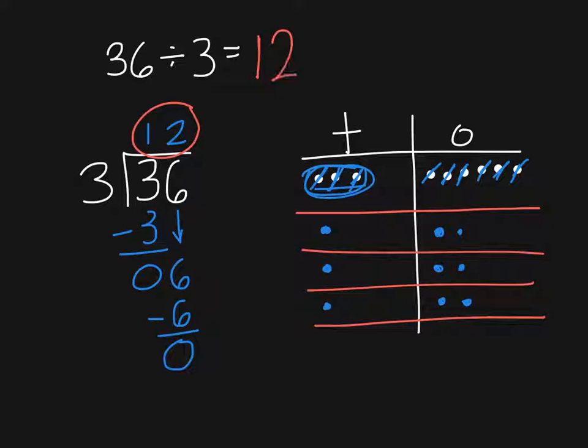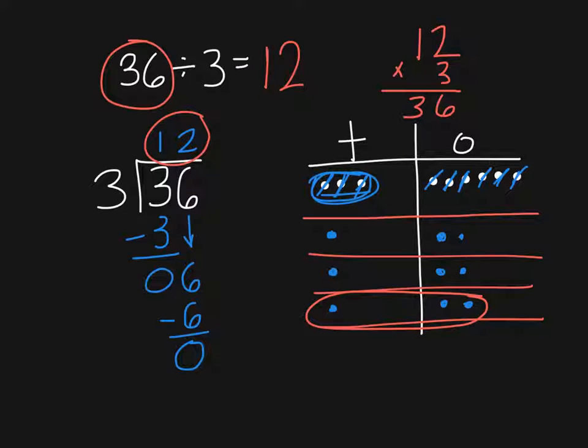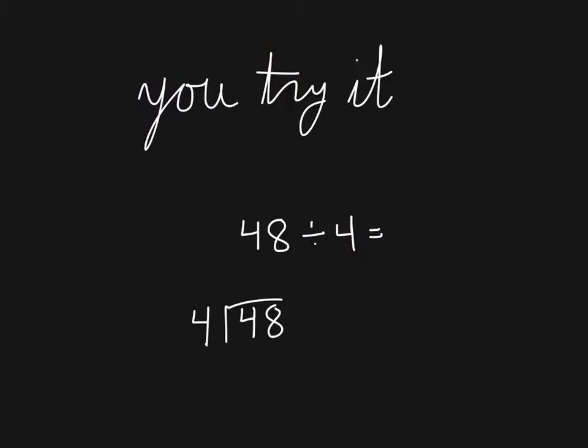And I can check my answer using multiplication. If I take the number that are in each group, which in this case would be 12, 1 ten and 2 ones, and multiply it by the number of groups, which in this case is 3, I've got 1, 2, 3 groups. When I multiply those, I end up with 36, which matches the number I started with. So I know that my division problem is correct.